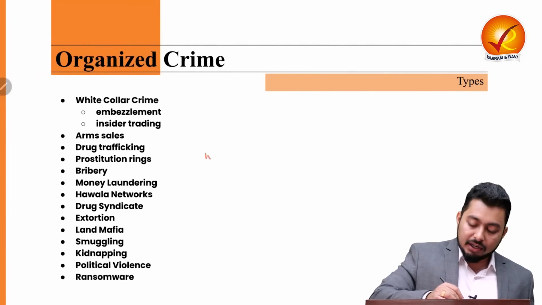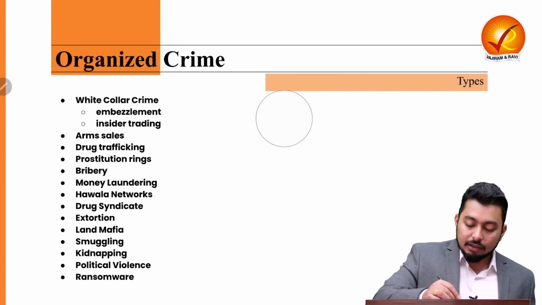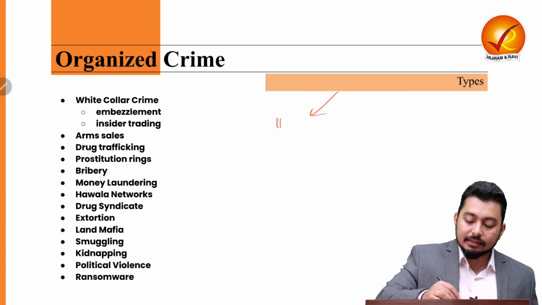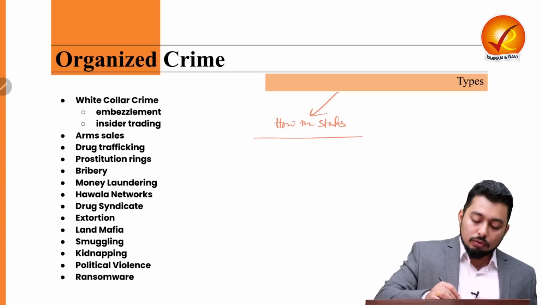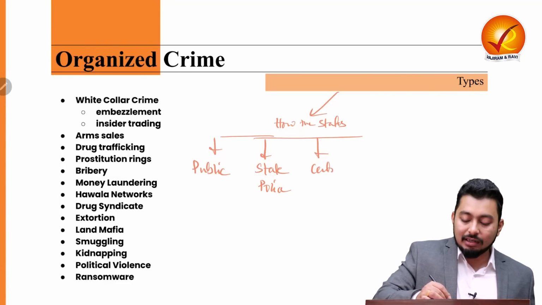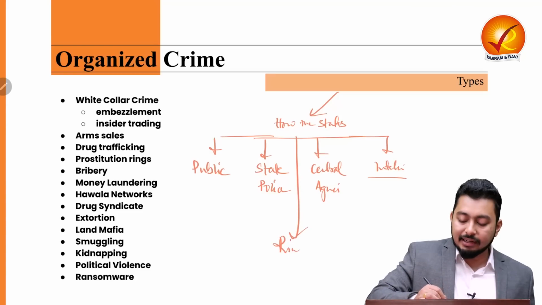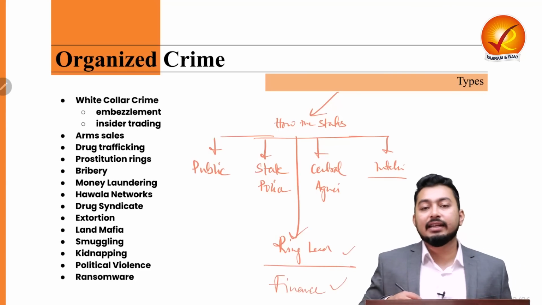Now, what is the way forward? How different states have fought the issue of organized crimes. So, it is through use of A, public information, B, use of state police, as well as help of central agencies, using intelligence networks, and the attack is on the ringleaders and the finance. The ringleaders and the finance.